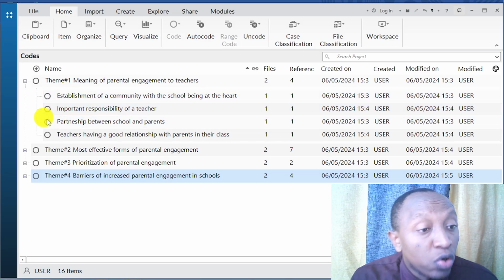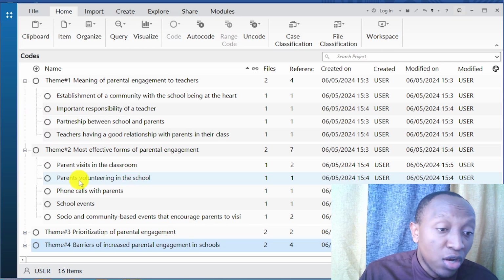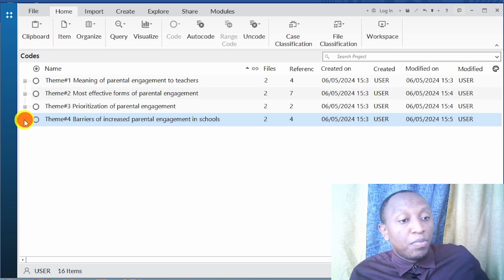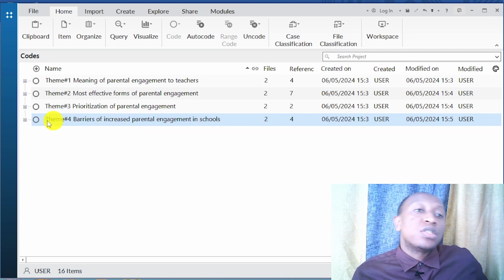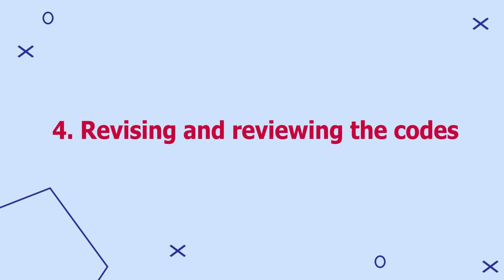So basically you look at the codes and you look if they have shared meaning. If they don't, we just leave them. If they do, we match them, okay? So basically for today, I don't have codes that I can match, but if we did, that would be the fourth step of deductive thematic analysis, which is revising the codes.